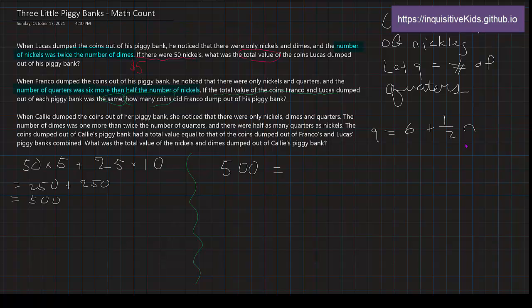And then we know that each nickel is worth 5 cents, and each quarter is worth 25 cents, so 25q. Now all we have to do is solve. Well, we can leave 5n the same, but we can rewrite q as this expression over here. So then we can combine like terms.